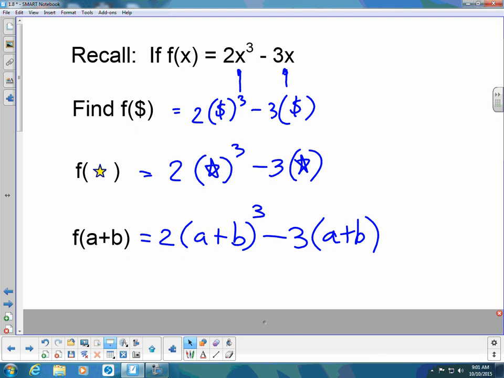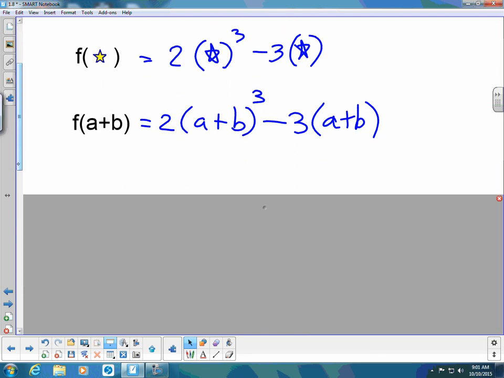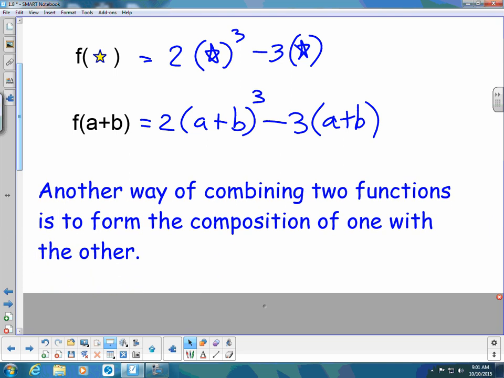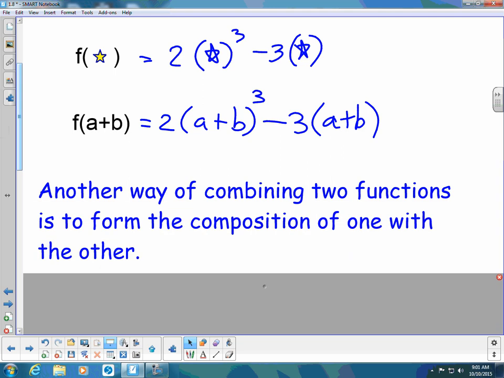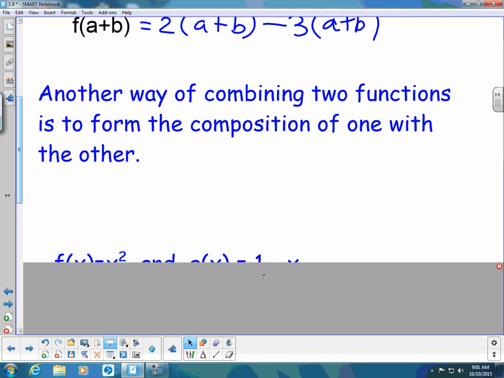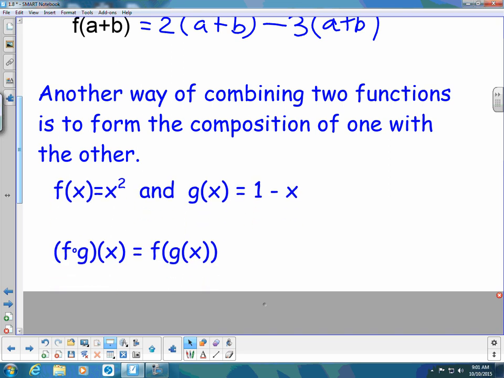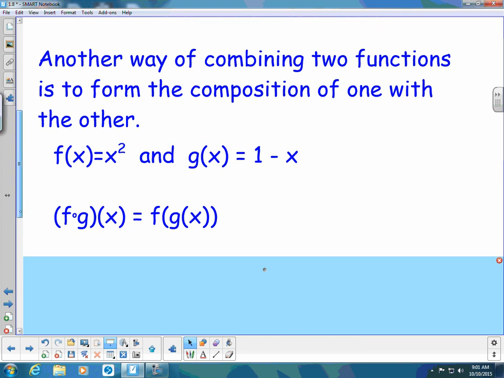All right, so you got to keep that in mind as we look at the next type of combinations of functions. So far we have been adding, subtracting, multiplying, and dividing functions. So this is the fifth way that we're going to be combining functions, and it is called composition. So it's another way of combining two functions. We can find the composition of one with another. Let's take a look at this example. If we have f of x equaling x squared and g of x equaling 1 minus x, then we can say what is f of g of x.